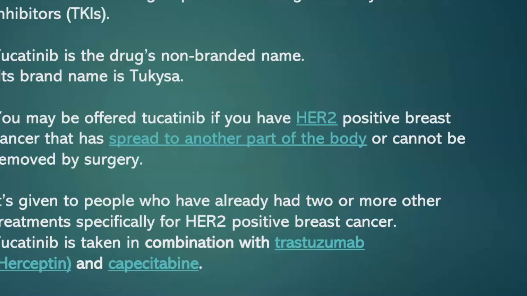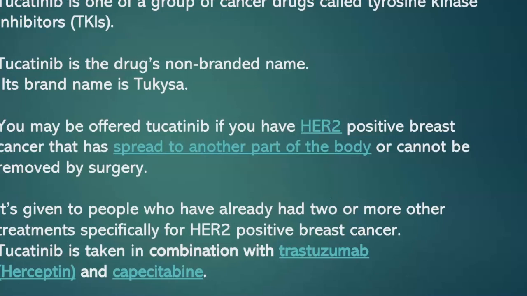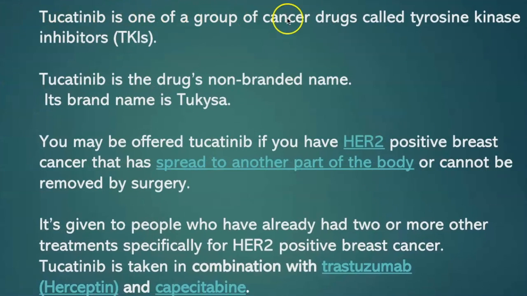Now, another drug is tucatinib. And tucatinib is, let me just make this a little bit bigger so you can see it. Tucatinib is a cancer drug that's a tyrosine kinase inhibitor. And this is a little bit more complicated. Just keep in mind that tyrosine kinases are enzymes that promote the growth of cells. So this is a targeted approach to destroy the ability of the tumor cell to grow.